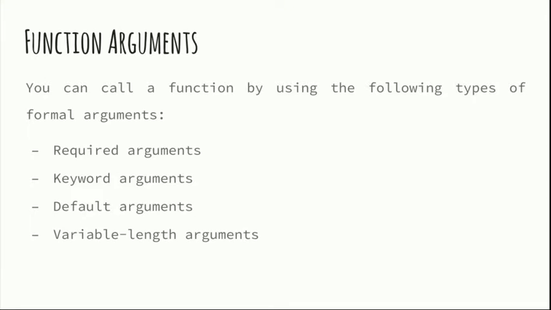Function arguments. You can call a function by using the following types of formal arguments: required arguments, keyword arguments, default arguments, variable length arguments.